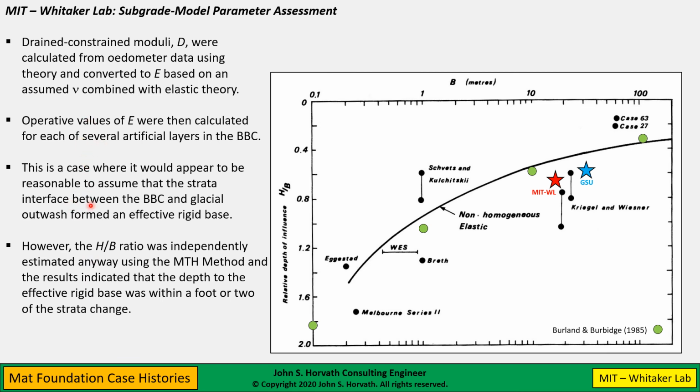So this was a case where I'm trying to illustrate here that you simply use the soil properties at hand. You come up with an artificial layered system, estimate the operative value of Young's modulus for each layer, and then you use, in this case, what I call the MTH method. I think it is a pretty good method for this purpose to estimate the equivalent depth to a rigid base as well as single value elastic properties.